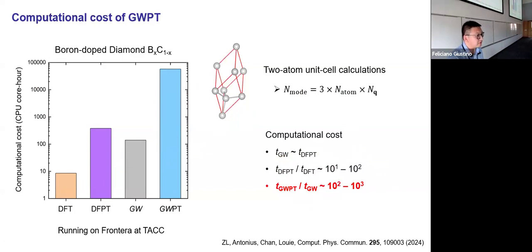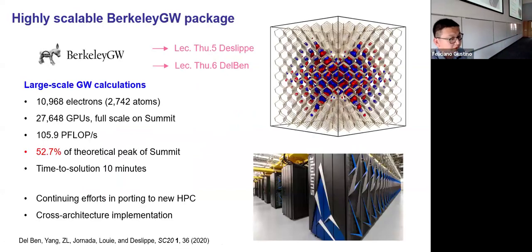But we have a solution. The solution is to seek high performance computing resources and capabilities. In that case, the code needs to be very efficiently developed and parallelized. This is work led by Mauro Del Ben, who has been here the whole week, and this is also covered by the lectures yesterday. Our code, BerkeleyGW, is very scalable to the fastest supercomputers, and thus it enables us to do very large systems.